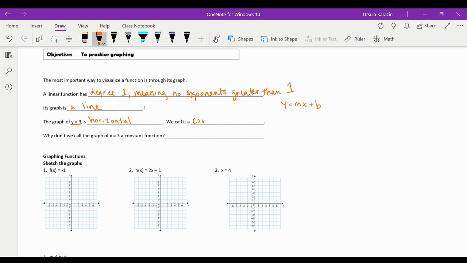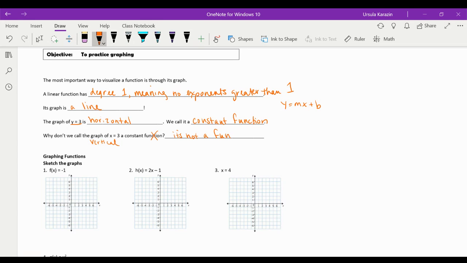We call it a constant function. Let's think about it. It's constantly the same value, right? y is always 3. Now, why don't we call the graph of x equals 3 a constant function? I'm going to give you a second to think about it. Well, that would be because it's not a function. Okay? It is a vertical line, so it's not a function.